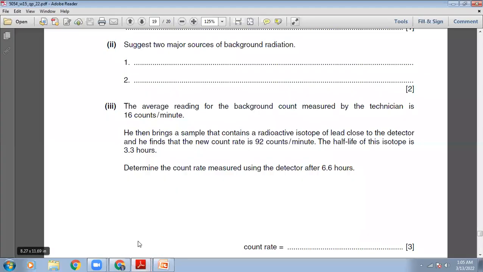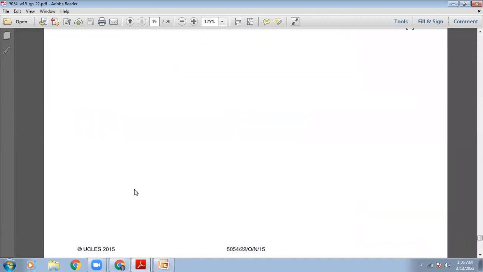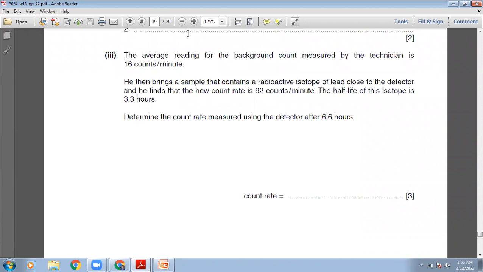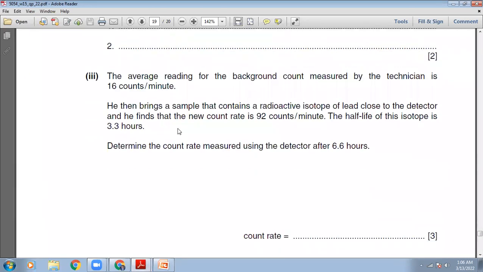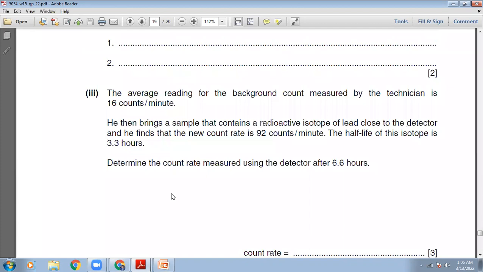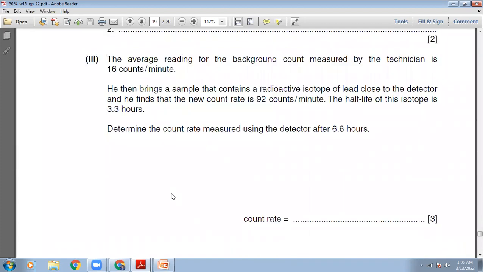Okay. So let's move to the next question. It says, the average reading for the background count measured by the technician is 16 counts per minute. He then brings a sample that contains a radioactive isotope of lead close to the detector, and he finds that the new count rate is 92 counts per minute. The half-life of this isotope is 3.3 hours. Determine the count rate measured using the detector after 6.6 hours.